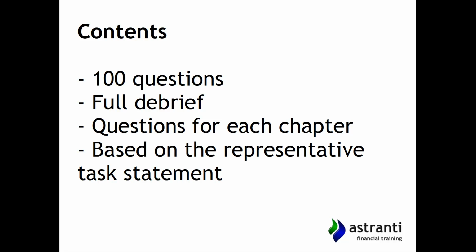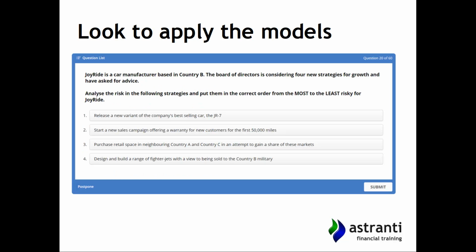So what about my 3 top tips? Well, my first top tip for passing your P3 exams is to look to apply the models to the questions that you've been given. So this means that you should start by making sure that you know the models like the back of your hand. Once you've done this, try to apply the models that you've learned to the scenario you're being asked about.